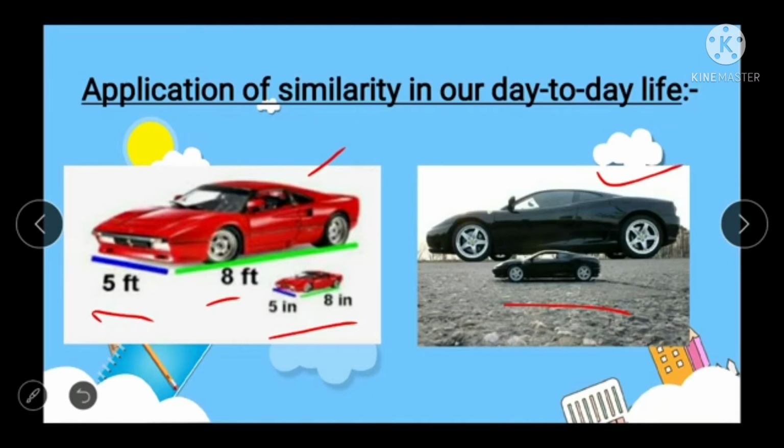Students, can you say what happens if the size is not reduced in the same proportion? Shape will also change. Right? In the second picture also, the model of the car is reduced in the same proportion and the shape is also the same. Hence, these models and original cars are similar to each other.